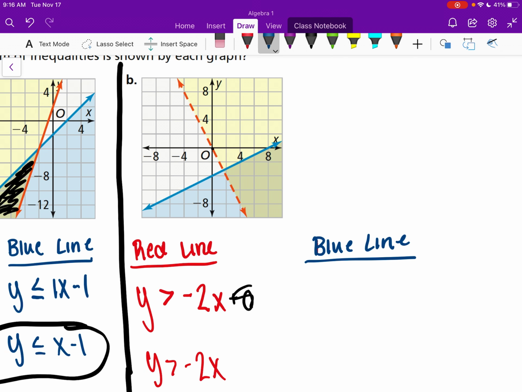Let's do the blue line. Find some points on that blue line. Here. Here's another one. All right, so notice that blue line, we are shaded below it, and it's solid, so that's going to be a less than or equal to when we shade below and are a solid line.